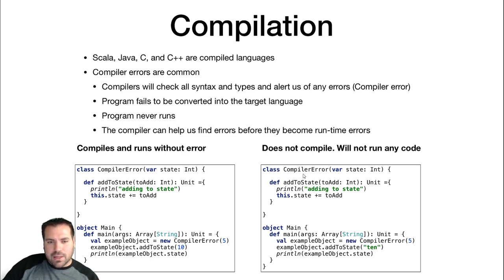So when we click the green button in our IDE, "adding to state" is never printed to the screen because this program never was able to run, because the strong typing kicked in. The compiler said, this just doesn't work. This isn't actually a program. And strictly speaking, this is not a Scala program because it doesn't follow the proper syntax. It might as well just be any characters strung together. It's not a Scala program, strictly speaking.